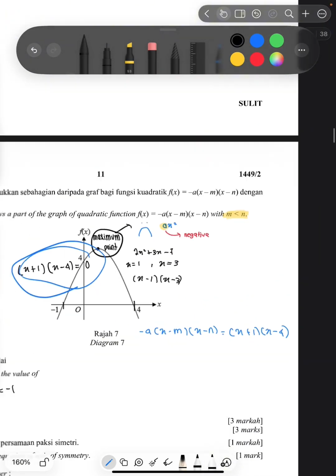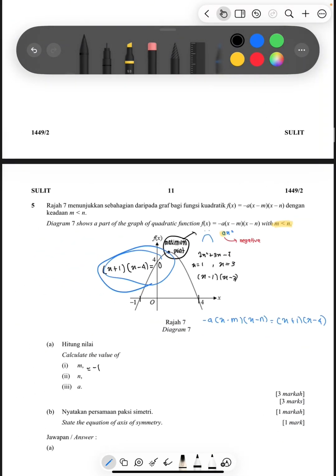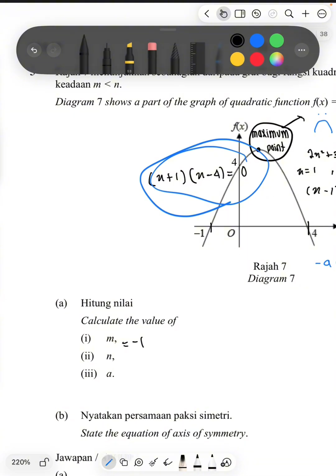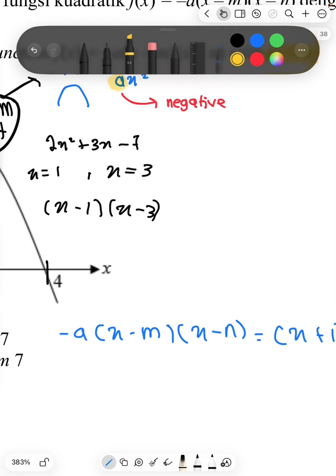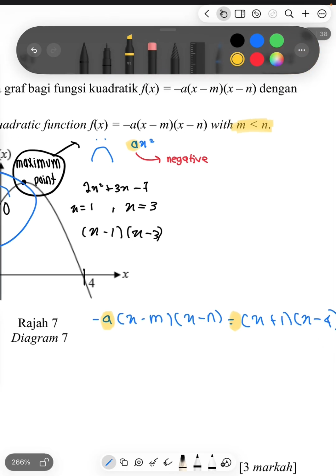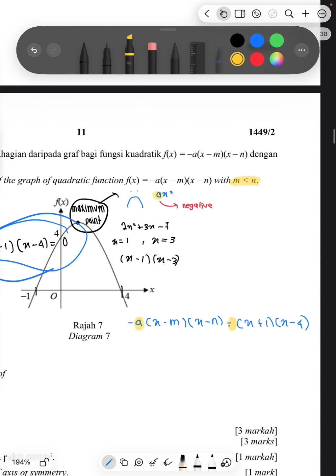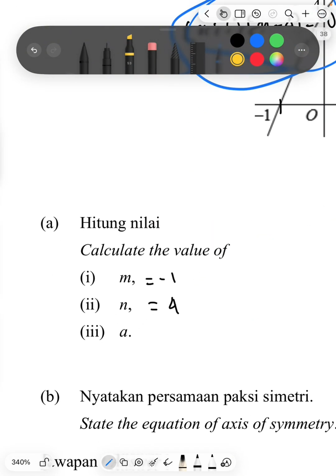Now for n, so if n is larger than m and we're only left with one root left, n is 4. Now for a, okay, notice here that they want you to find a only, not negative a. So in this case, a is equal to 1.